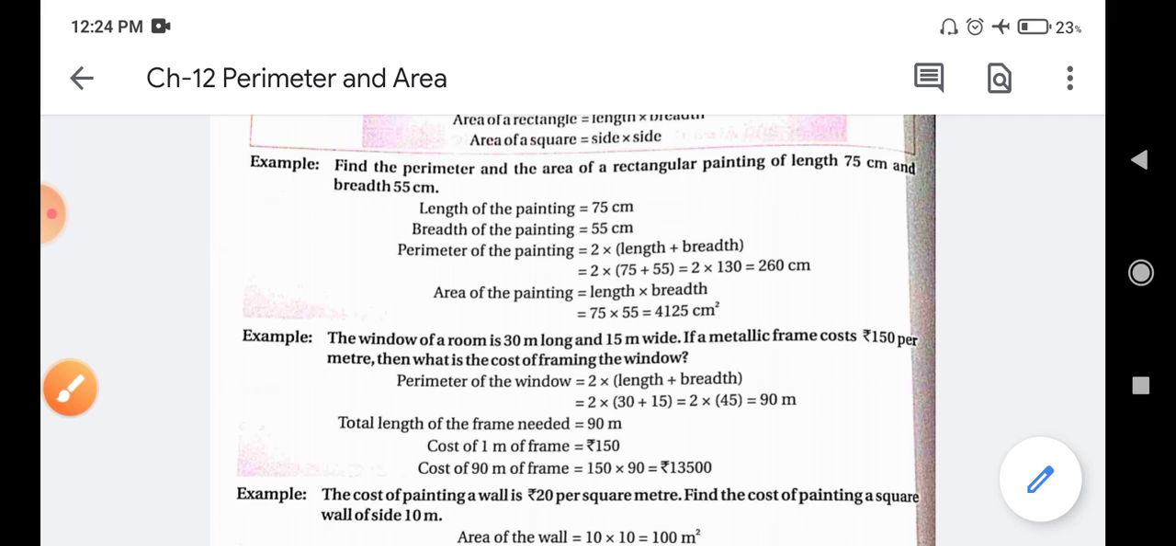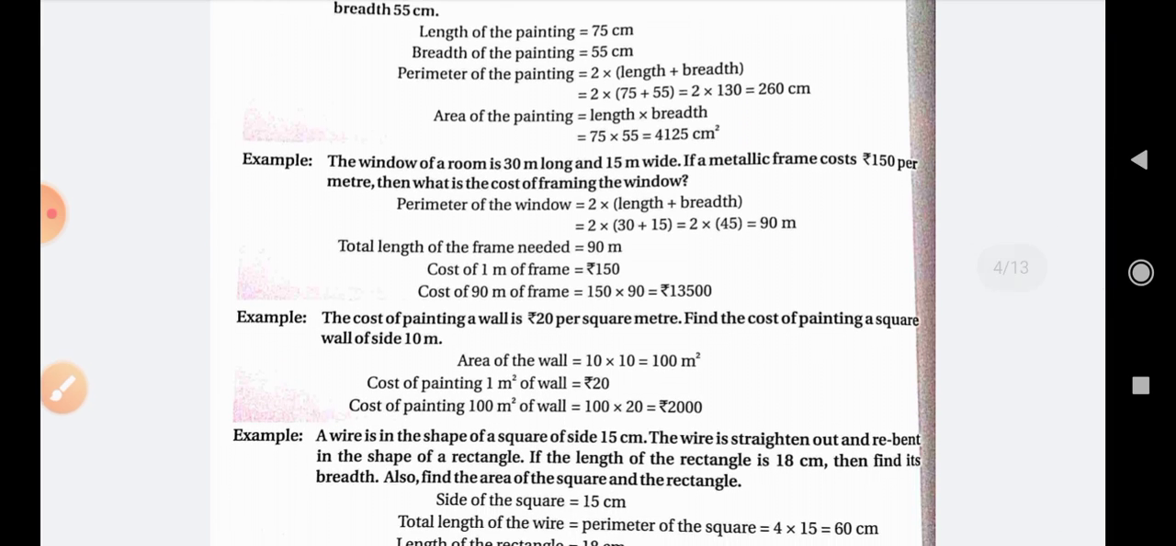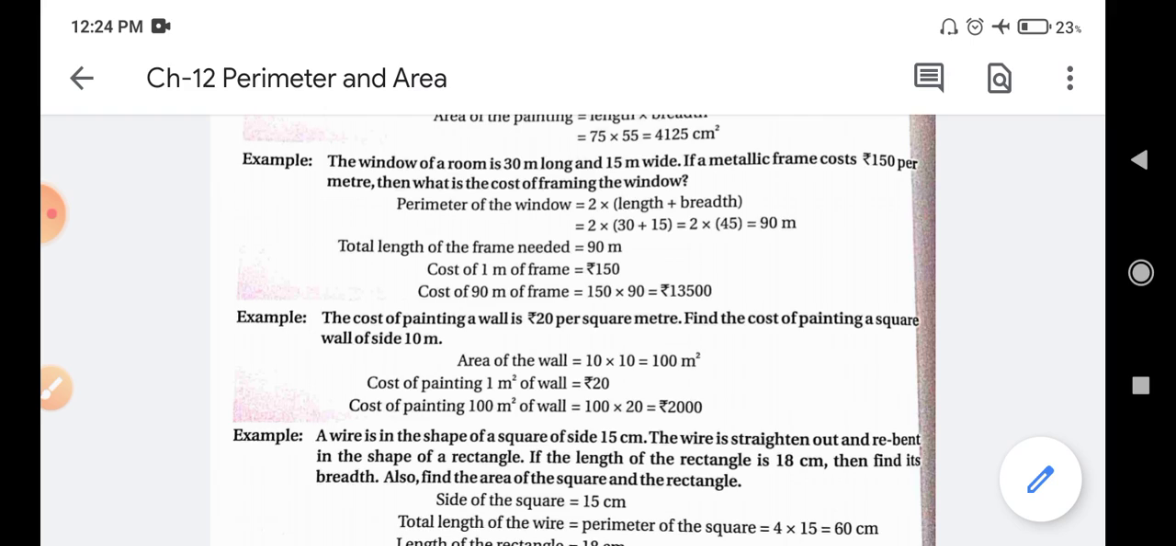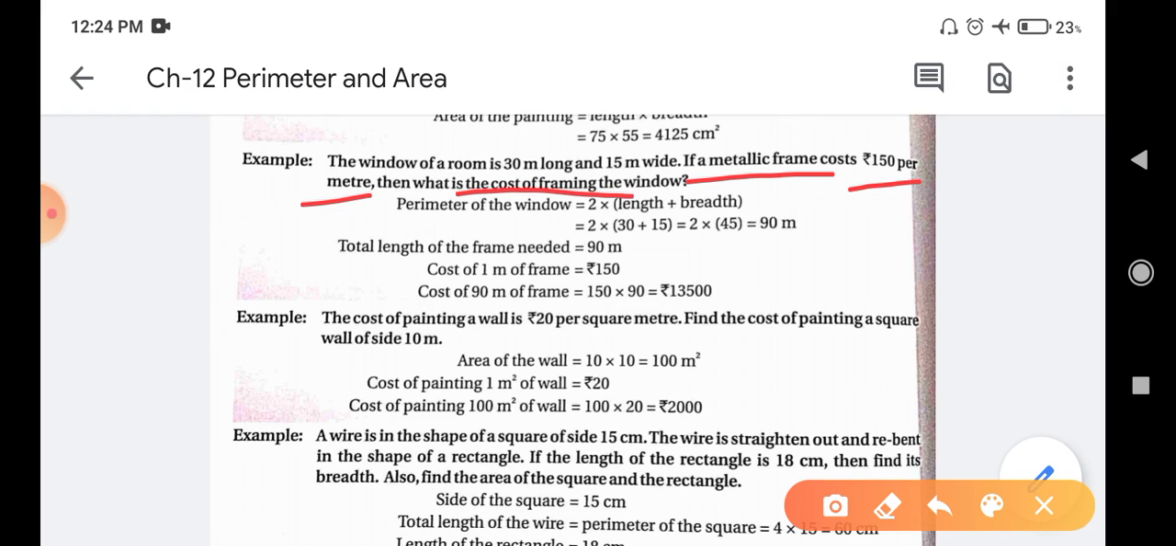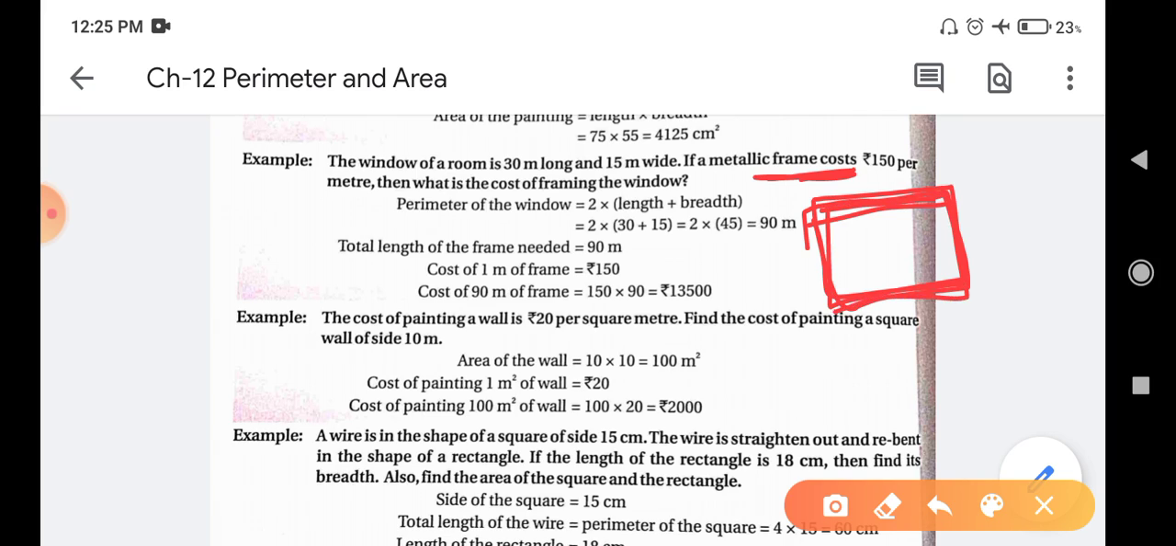Then the next example: the window of a room is 30 meter long and 15 meter wide. If a metallic frame costs rupees 150 per meter, then what is the cost of framing the window? Here the length and breadth of the window are given, and we can find the perimeter because framing will be done on the boundary of this window. So we have to find the perimeter, not area.